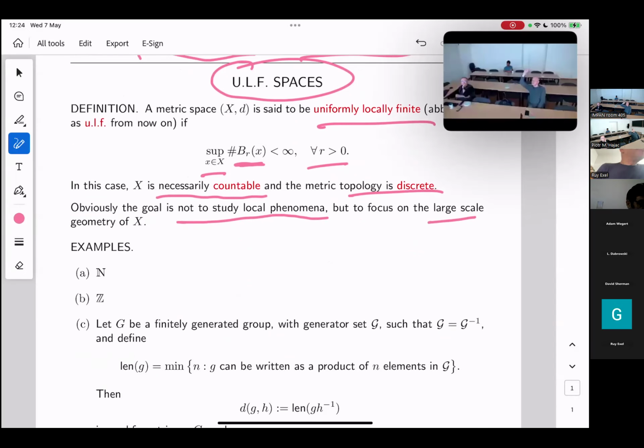May I have a question at this point? In this uniform local finiteness, we are using balls of some radius, and this radius is a parameter here. Exactly. What if these balls are replaced by some other local shapes?